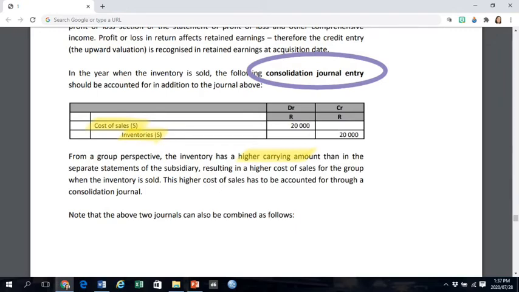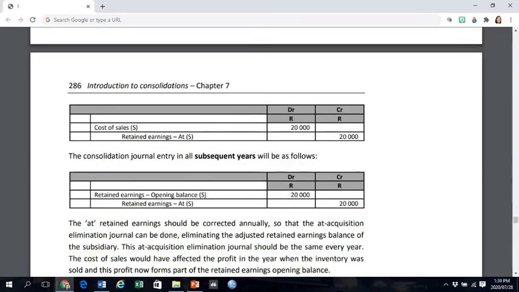Note that the above two journals can also be combined as follows when we consolidate at the end of the reporting period. Debit cost of sales of S, credit retained earnings at 20,000 Rand. You will now note that I'm not changing the inventories balance of the subsidiary, as at the end of the financial reporting period it has been sold.